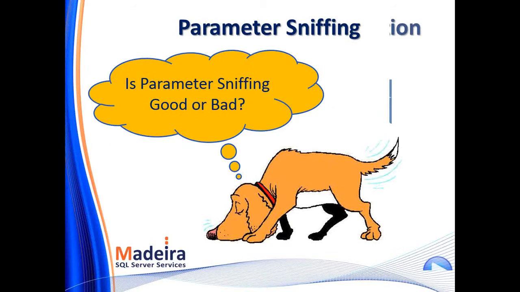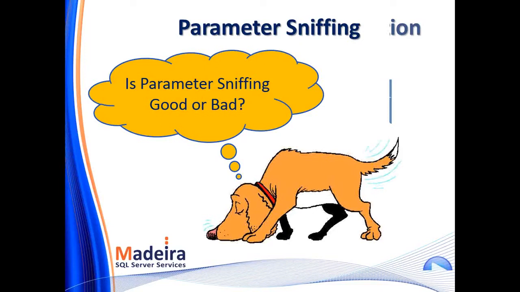This is why we're going to look at cases where the statistics, the distribution of values in a column, is not uniform. In many cases it is, and then in those cases parameter sniffing is good, because the same plan would be good for most cases.